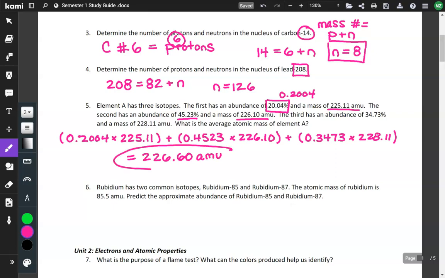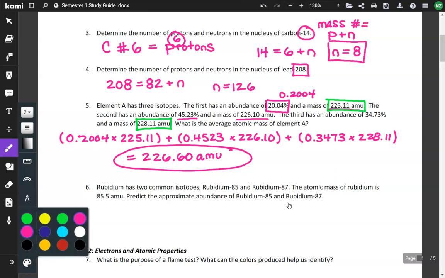Okay, so that answer looks reasonable because it is between the lowest number and the highest number. So my lowest number is 225, my highest number is 228. So when I take an average, my number should be between those two numbers. If I got an answer of 7,000, that doesn't make any sense because it is way outside the scope of our average. Okay, next question.